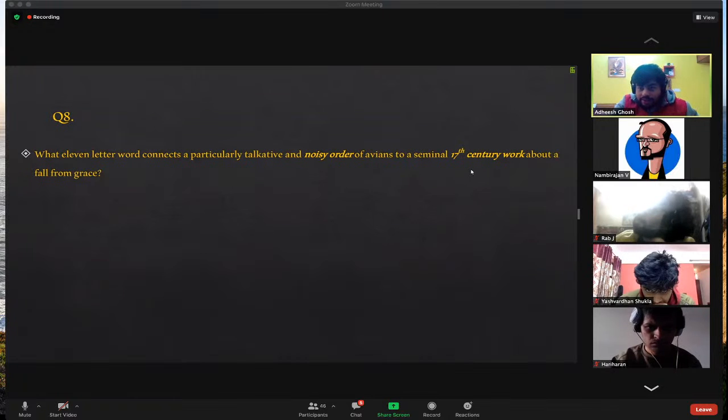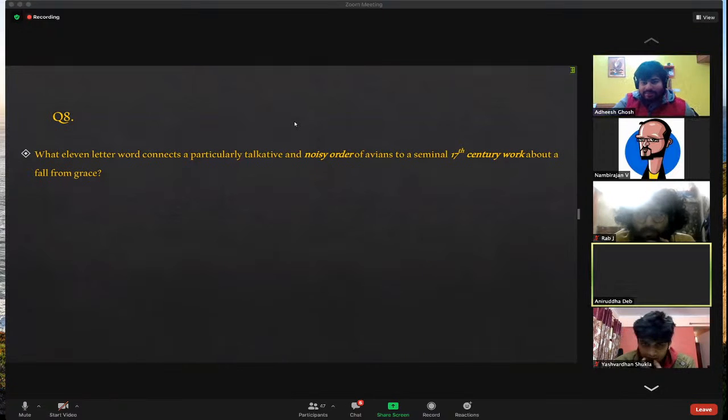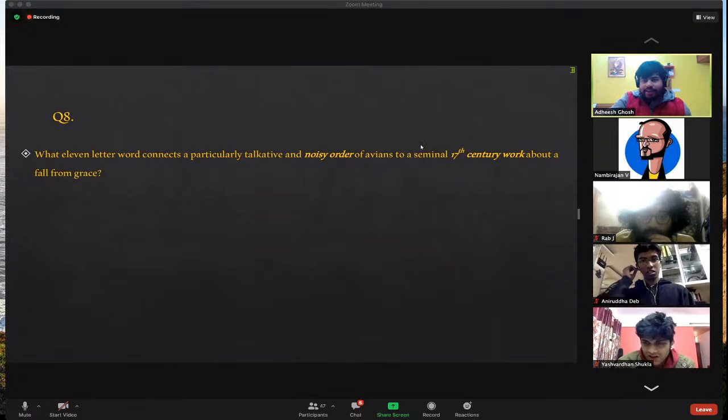So the hint is for the common name of the bird or scientific? I mean, it's not directly the name of the bird, if that's what you're thinking of. I would urge you to think slightly more laterally, it's not necessarily the name of the bird. Again, think about there being a lot of noise because of these birds, and think about how you can connect that to some 17th century work. You'll get your answer.